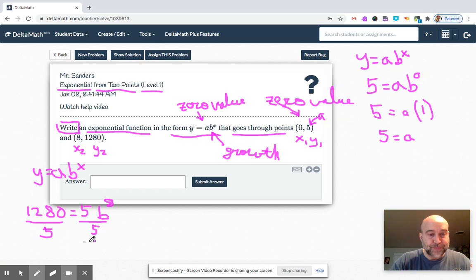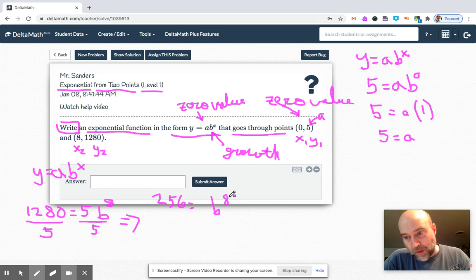So this now becomes 256 equals b to the 8th. Okay. And how do we get b by itself? What's the opposite of the 8th power? Two different ways of looking at it, either the 8th root or the 1/8 power. We'll go ahead and just do the 8th root.